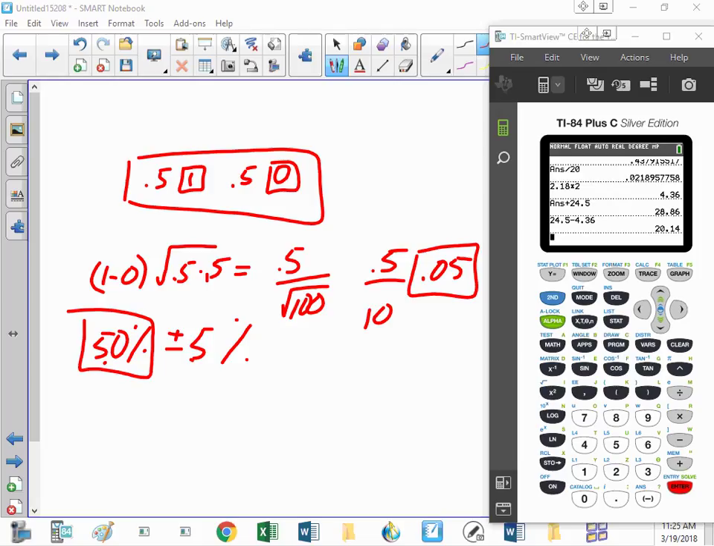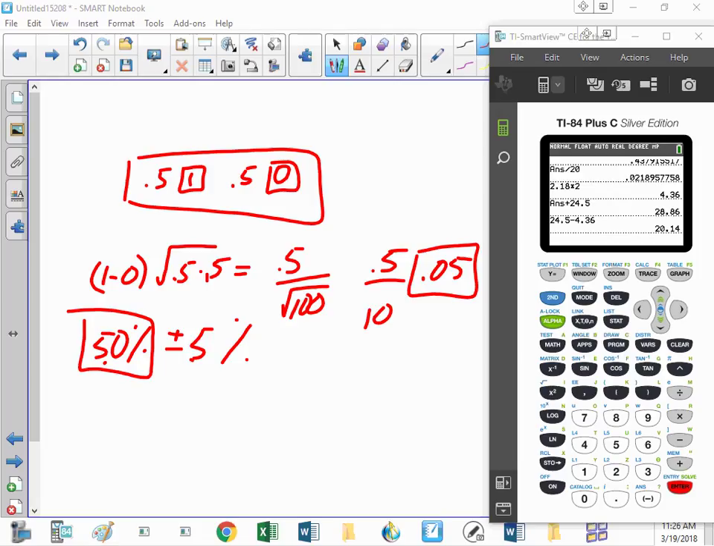5 divided by the square root of 1,000. 0.158. Oh, sorry. The SD is 0.5. So 1.58%. Okay.